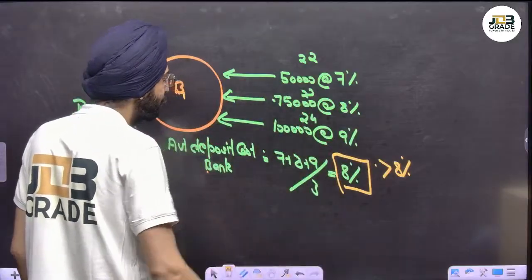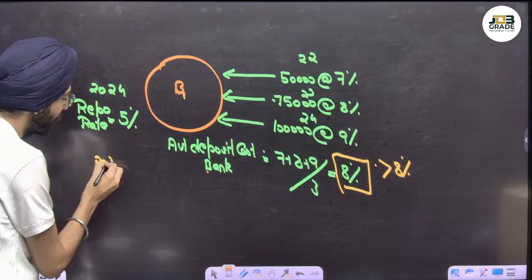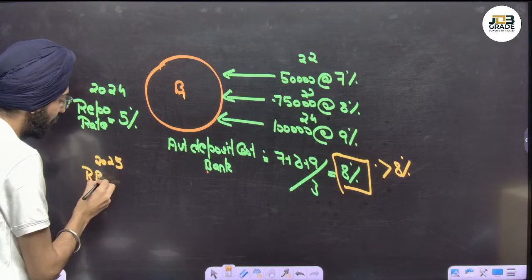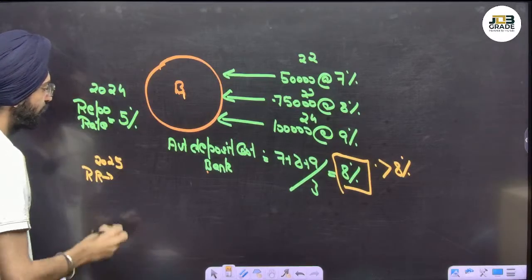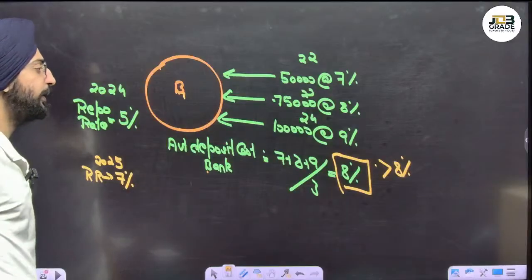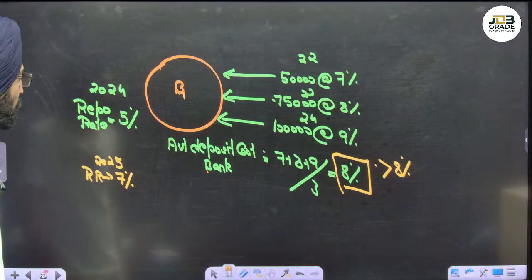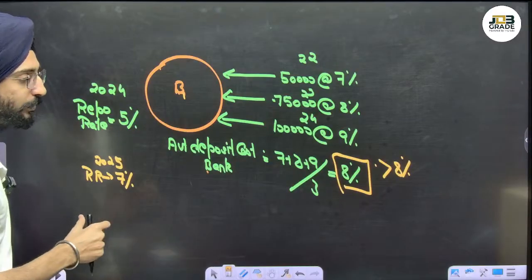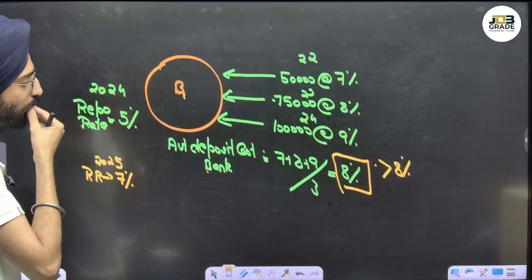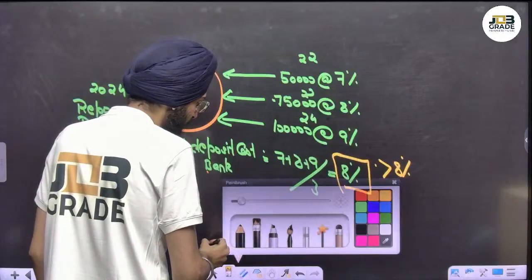Okay, got it. In 2025, the repo rate changes. Say, for example, the repo rate increases to 7%. What's going to happen, sir? Okay, let me give you an example to make it easier for you.